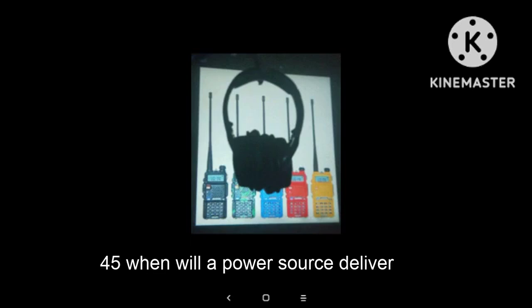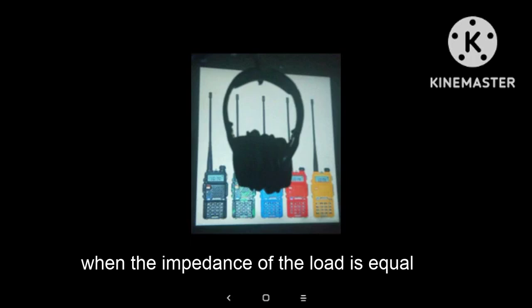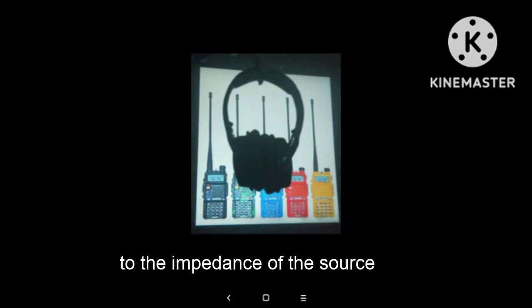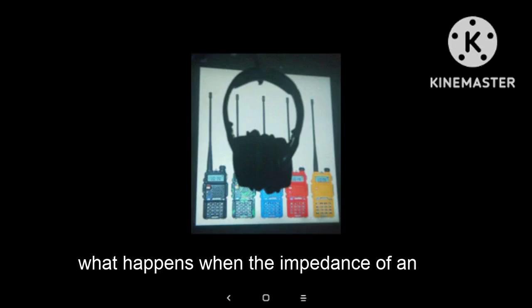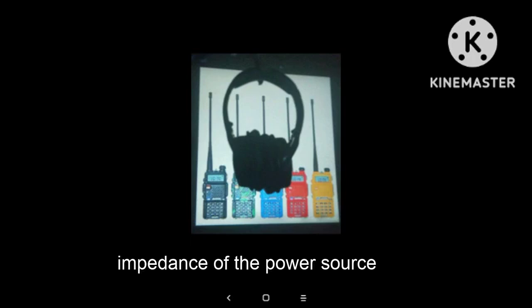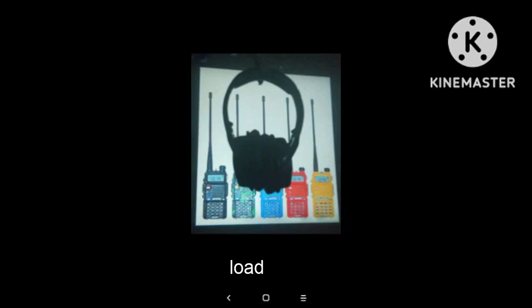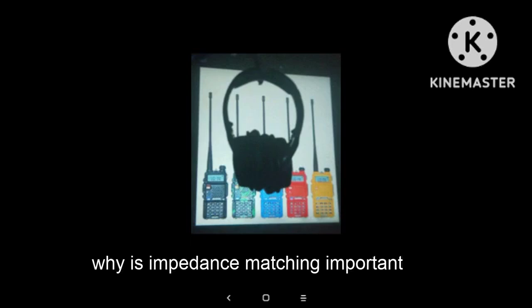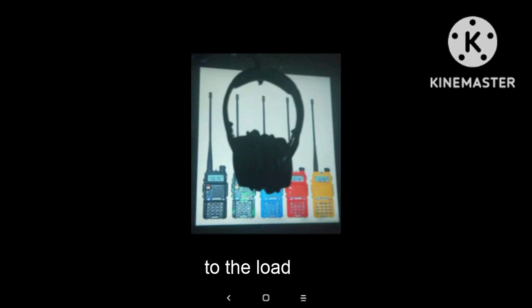45. When will a power source deliver maximum output to the load? When the impedance of the load is equal to the impedance of the source. 46. What happens when the impedance of an electrical load is equal to the internal impedance of the power source? The source delivers maximum power to the load. 47. Why is impedance matching important? So the source can deliver maximum power to the load.